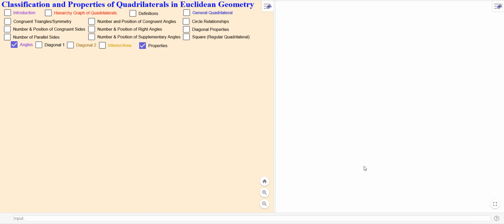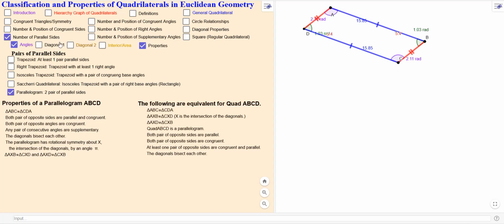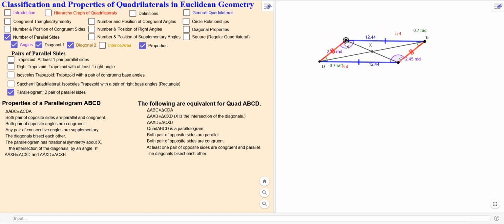In this video, we're going to talk a little bit about diagonal properties of quadrilaterals. Now, we have certain classes of quadrilaterals that we know several things about their diagonals. For example, let's take parallelograms. Parallelograms have diagonals that bisect each other. They're not necessarily the same length, but they bisect each other.